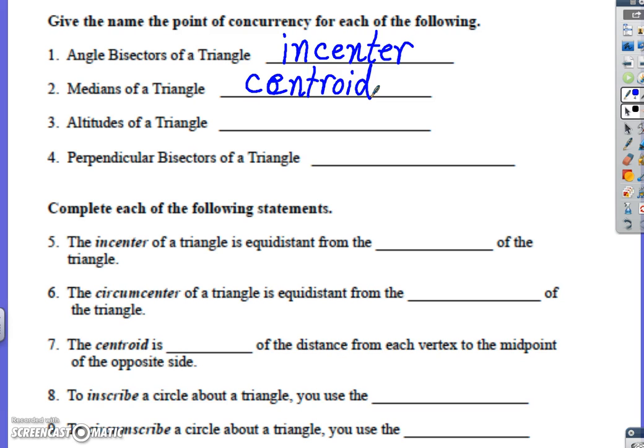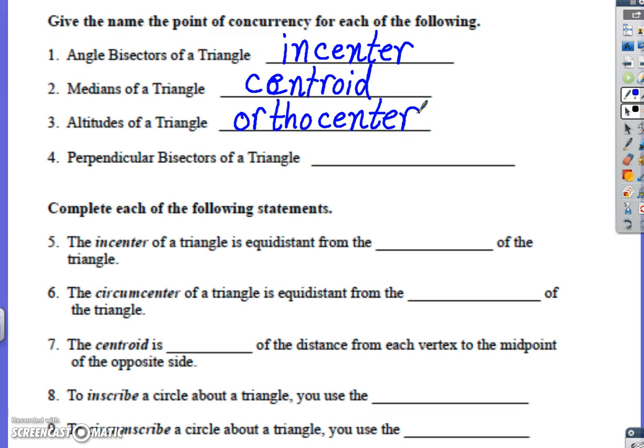Now, if we drew the altitude, remember the altitude is the height. It goes from the vertex to the opposite side and forms a right angle. This one is called the orthocenter. If you draw the three altitudes of a triangle, they meet at what's called the orthocenter.